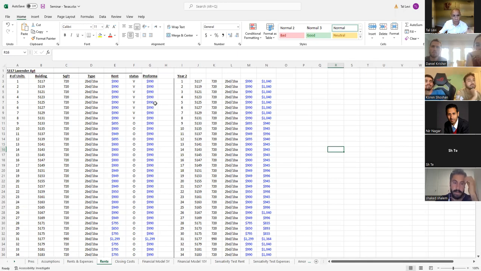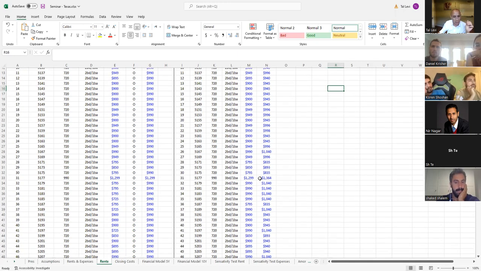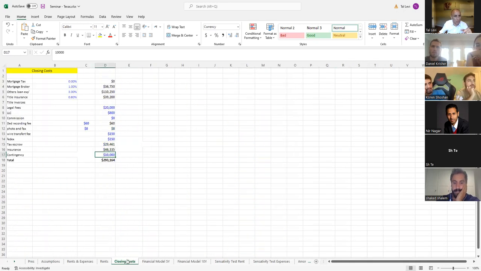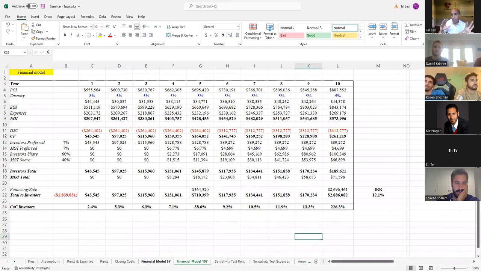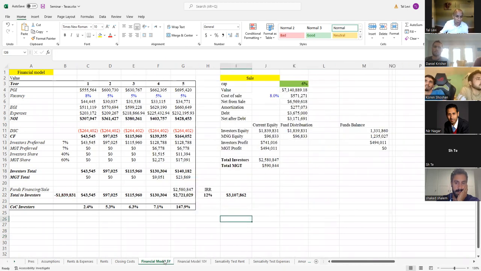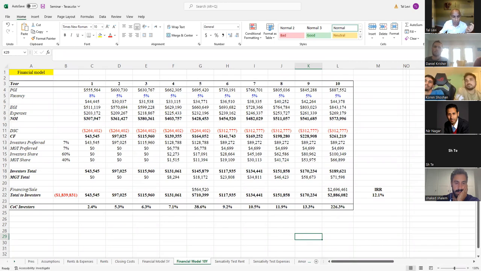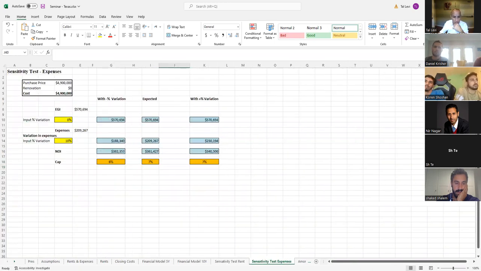In this case, we have rents, we have potential rents, all of that. I have a tab for the closing cost, how much it's going to cost me to close this deal. And in this specific case, I looked at it in two different deals. One is a 5-year deal and one is a 10-year deal. So I have one tab for 5 years and I have one tab for 10 years.